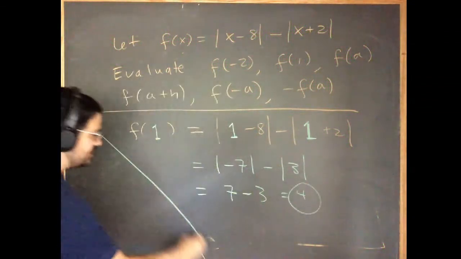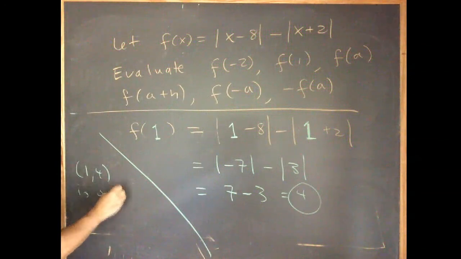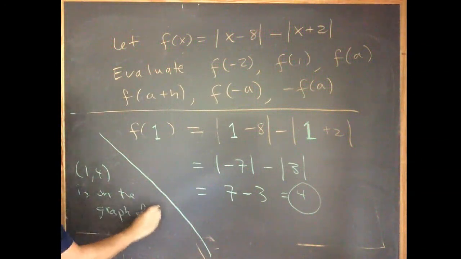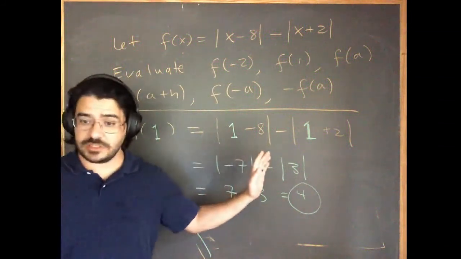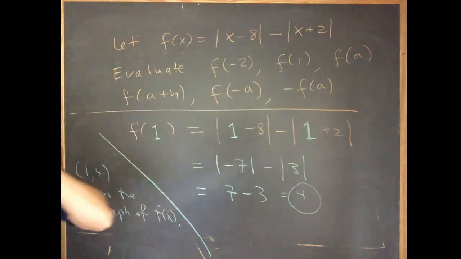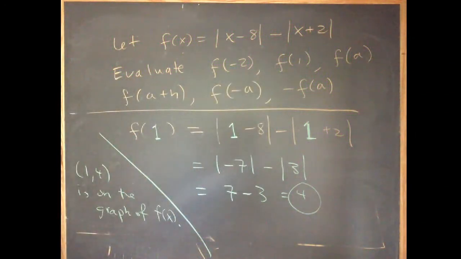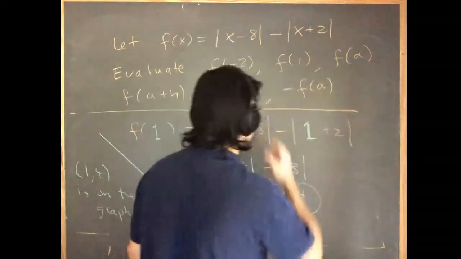Okay, now graphically, it means that the point (1, 4) is on the graph of f of x. And if we were to graph all of the points on f of x, it would pass the vertical line test because it's a function, right? For every input x, there's a unique output given by that formula. Okay, so those are the ones where you just plug in numbers and you simplify things.